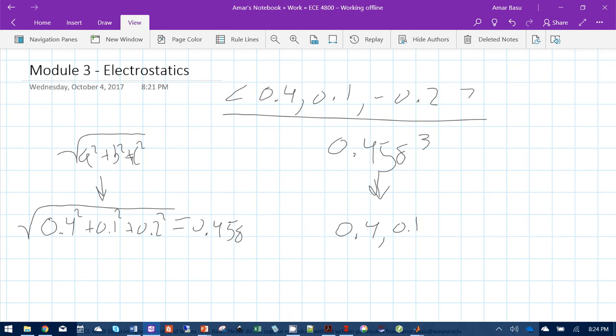Am I doing right so far? Yeah, seems right. QP is 0.4, 0.1, -0.2. Is everyone else getting that too? The vector R2 minus R1 should be equal to 0.4, 0.1, -0.2.